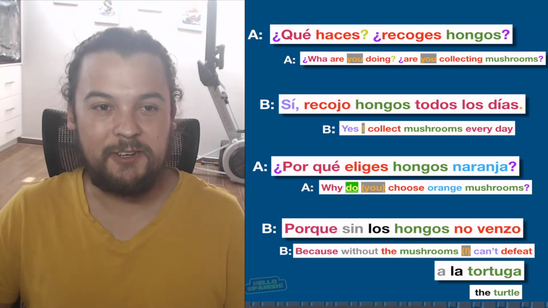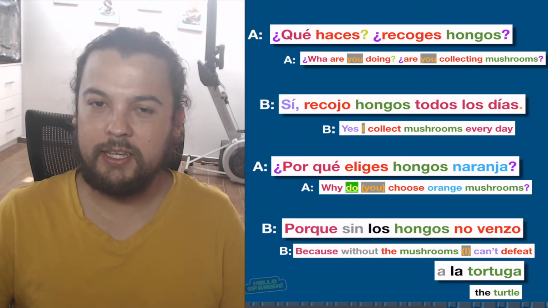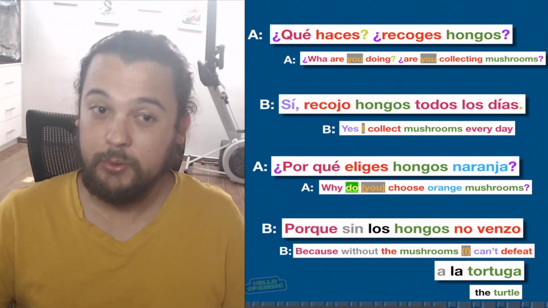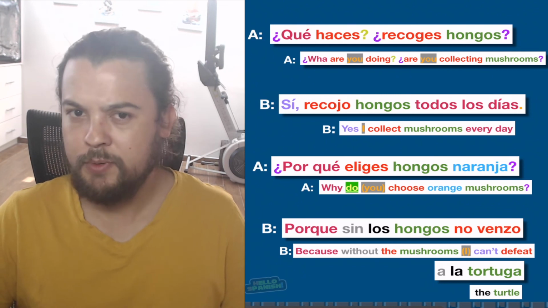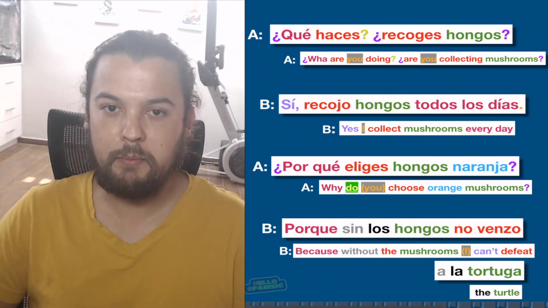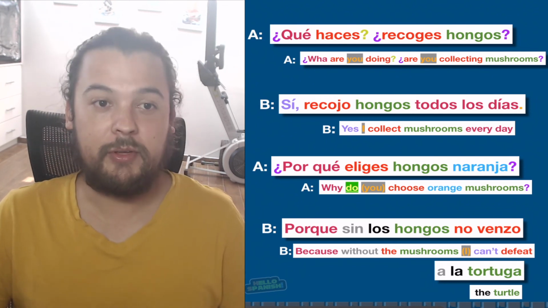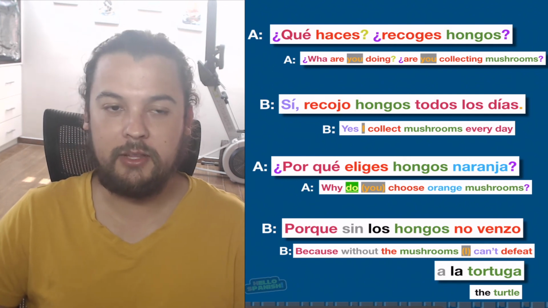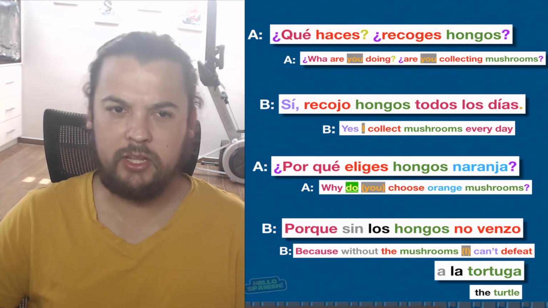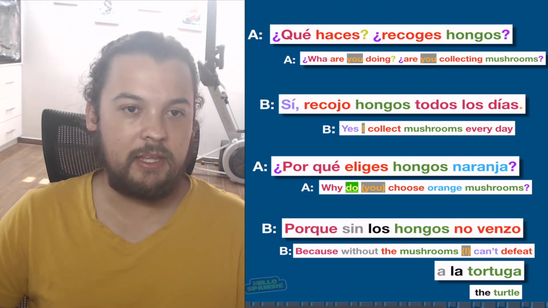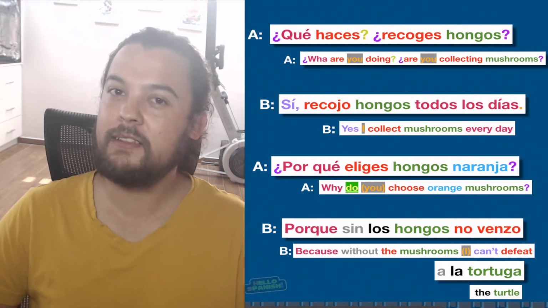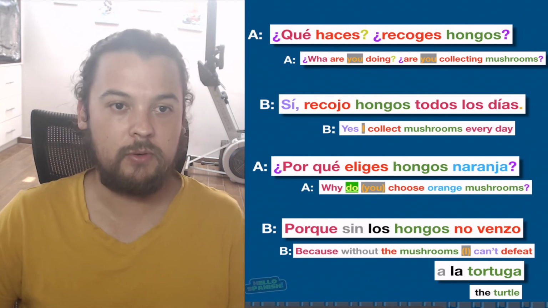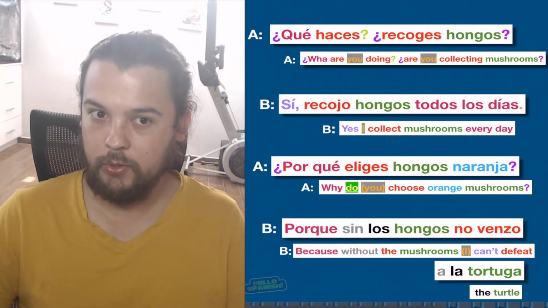So let's see the translation. ¿Qué haces? ¿Recoges hongos? What are you doing? Are you collecting mushrooms? Hongos is the word for mushrooms. Now, remember, you can omit the pronoun in Spanish. You don't necessarily need to put ¿qué haces tú? or ¿qué tú haces? We just need the verb because it has the ending, and the ending tells you who's doing the action. So, ¿qué haces? What are you doing?